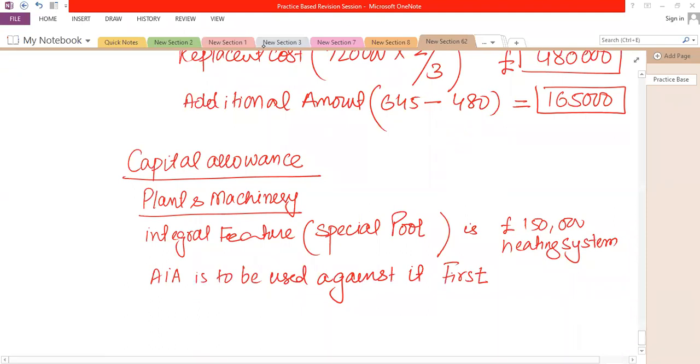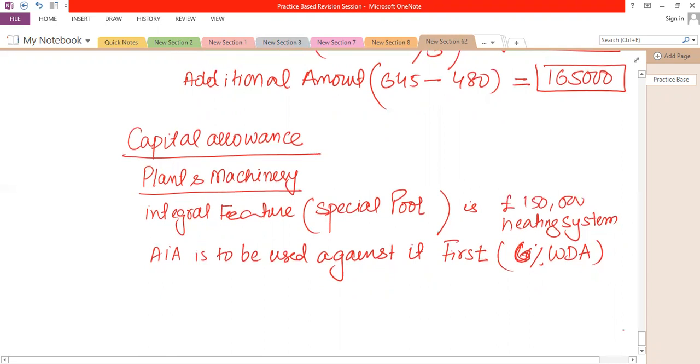The reason for using the special rate pool is because on that only 6% WDA is available. So if you offset your annual allowance against the main pool item, then the leftover one is the special pool, but only 6% WDA is available. That's why it's beneficial to use the special pool for offsetting AIA and then use the main pool item for 18% WDA. So you get the 12% excess WDA if you follow the order that I mentioned. Now, this is the first part. You can write a few lines as well.